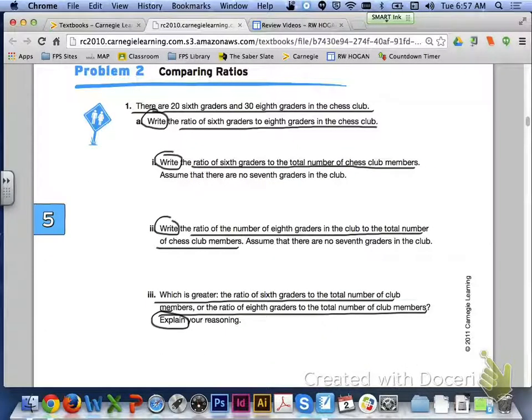Let's go ahead and look at problem 2 on page 318, where we will be comparing ratios. Number 1 says that there are 20 6th graders and 30 8th graders in the chess club. Letter A says to write the ratio of 6th graders to 8th graders in the chess club. So I want you to go ahead and answer letter A, and when you are done with that, also answer Roman numeral 1, 2, and 3. I have all of the text marked for you for all of the important information that you need to answer the question. So go ahead and do letter A and then Roman numerals 1, 2, and 3.